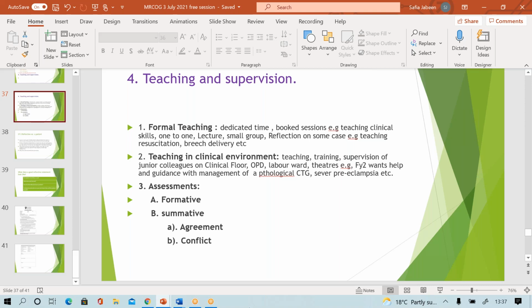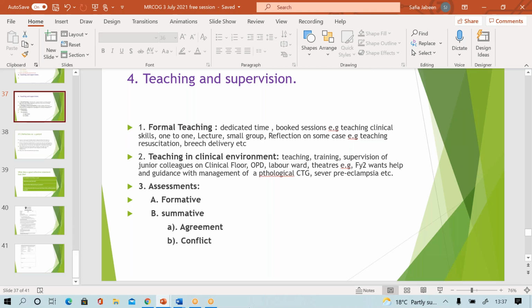Okay. So for any competencies, let's take an example of maybe episiotomy. One of these is coming in the exam as well.